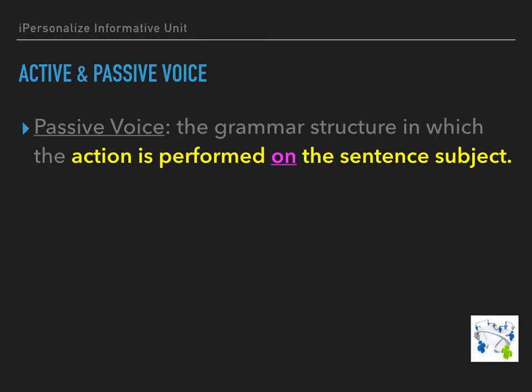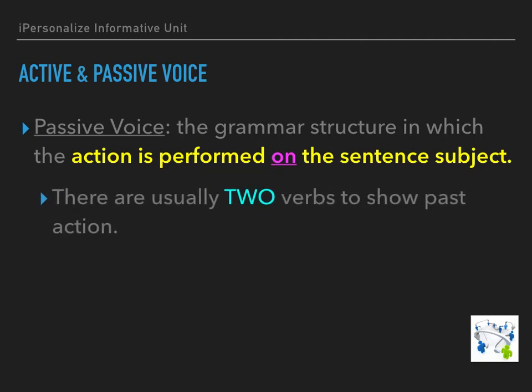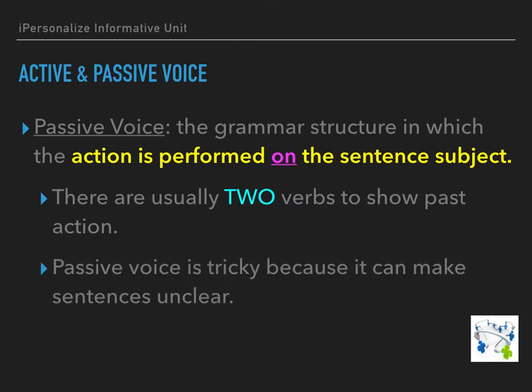Passive voice, on the other hand, is a grammar structure in which the action is performed on the sentence subject. A few notes here. Number one, there are usually two verbs to show a past action. And two, passive voice is tricky because it can make sentences unclear.